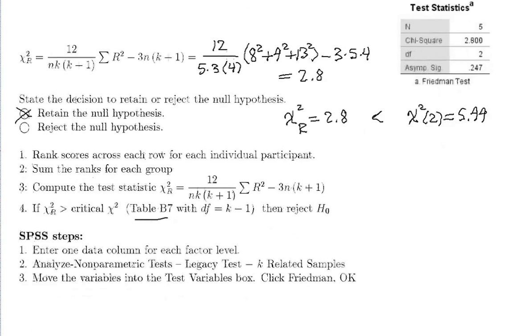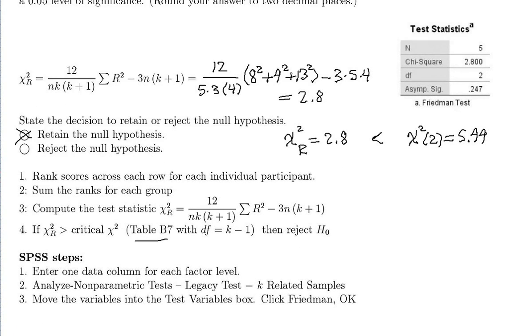And then if you want to do this one in SPSS, it's pretty easy to do. You're going to enter one data column for each factor level, and then you're going to go to Analyze, Nonparametric Legacy Tests, K Related Samples. You move your variables into the test variable box, click on Friedman, and click OK. And so let's go ahead and do that real quick. And that actually gives this output table here, and you'll see your chi-squared test statistic is the 2.8. And then you see your significance of 0.247, which is greater than 0.05. And that tells you that you're going to retain the null and not reject. But let's see how to get this real quick.